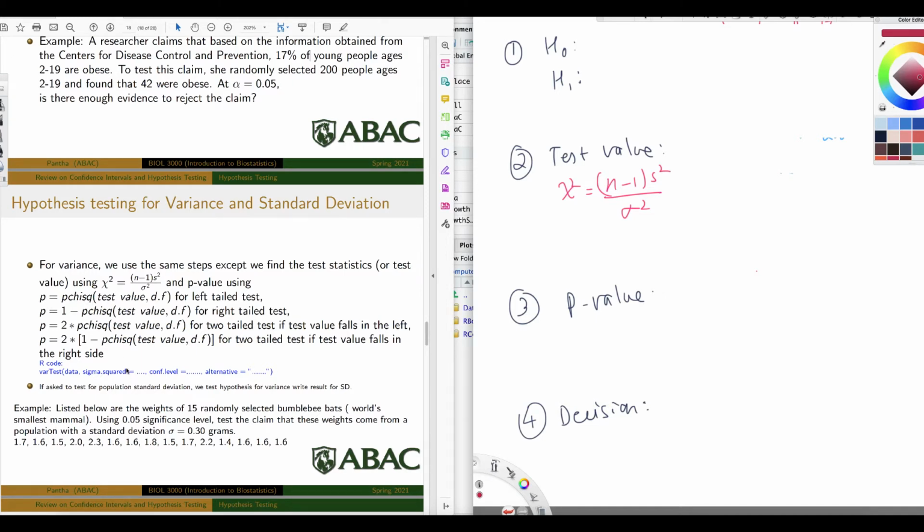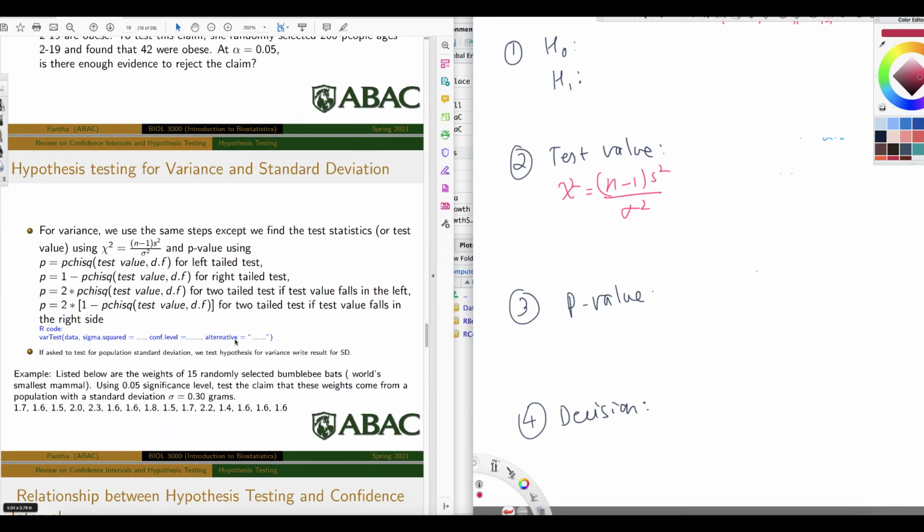Okay guys, let me do this example here. Look at this. This is the R code for the variance test. We use varTest, where the data is the data you enter. Then sigma squared is the given variance, or the null hypothesis. Sigma squared is the null hypothesis.